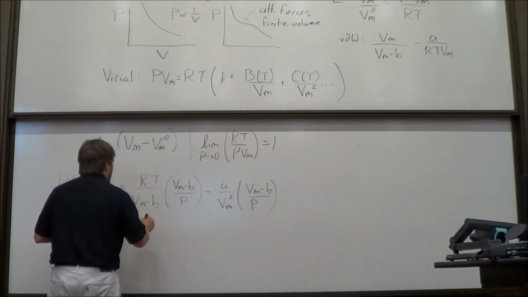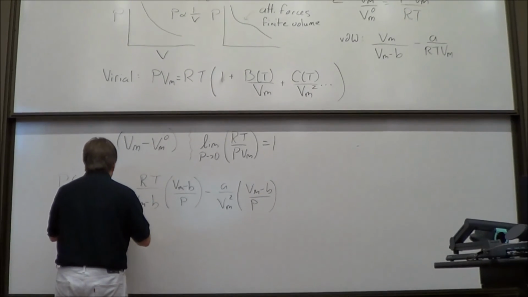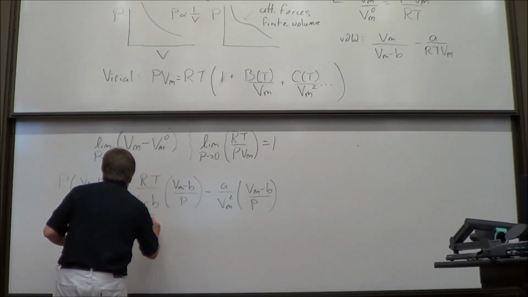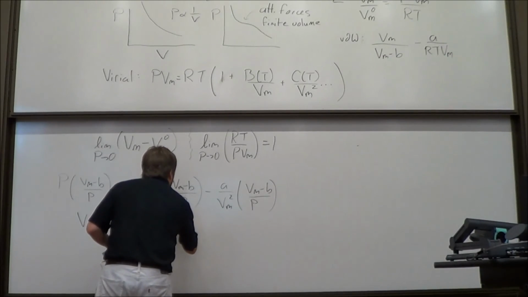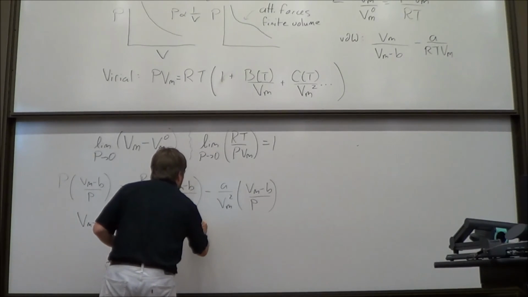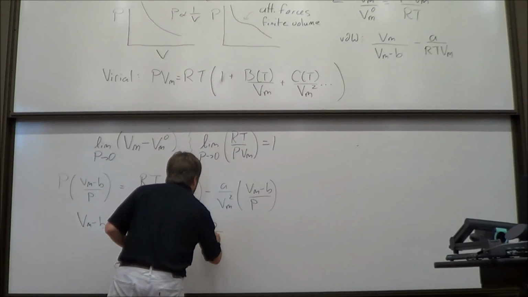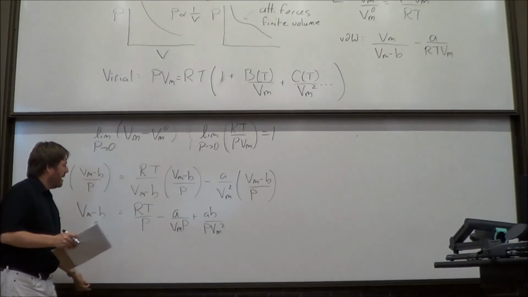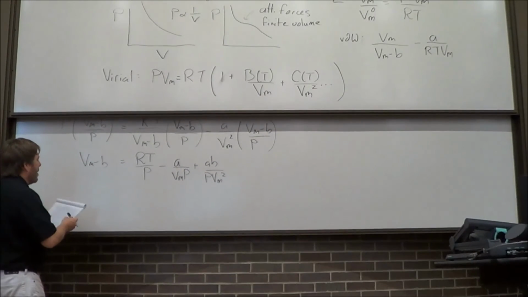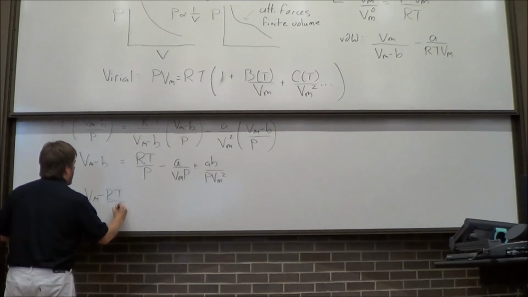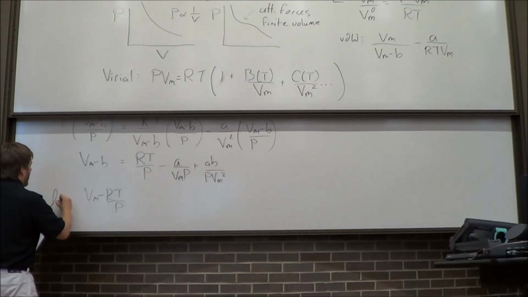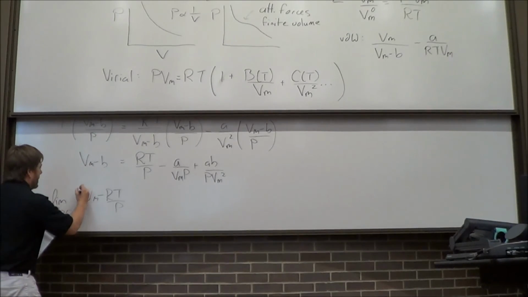Okay, now what have I got? I've got RT over P, right? Yeah, RT over P. Oh, there it is, RT over P. So I just have to switch B and RT over P minus A over VmP plus AB over PVm squared. Sorry, I'm not consistent with P and V. All right, and so now I'm going to do this Vm minus RT over P. Now I'm not going to replace that with Vm naught. I'm just going to go ahead and apply the limit.